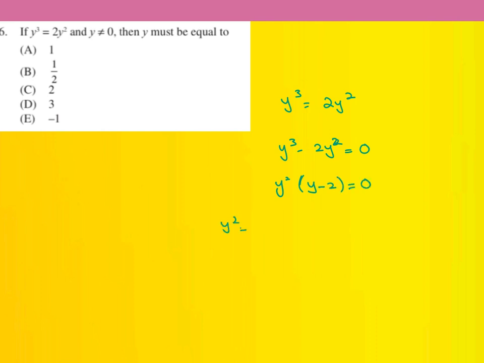When I equate y square to 0, I get y as 0. When I equate y minus 2 to 0, I get y equals 2. Now in the question we already know that y cannot be 0, hence y has to be 2, and that's C.